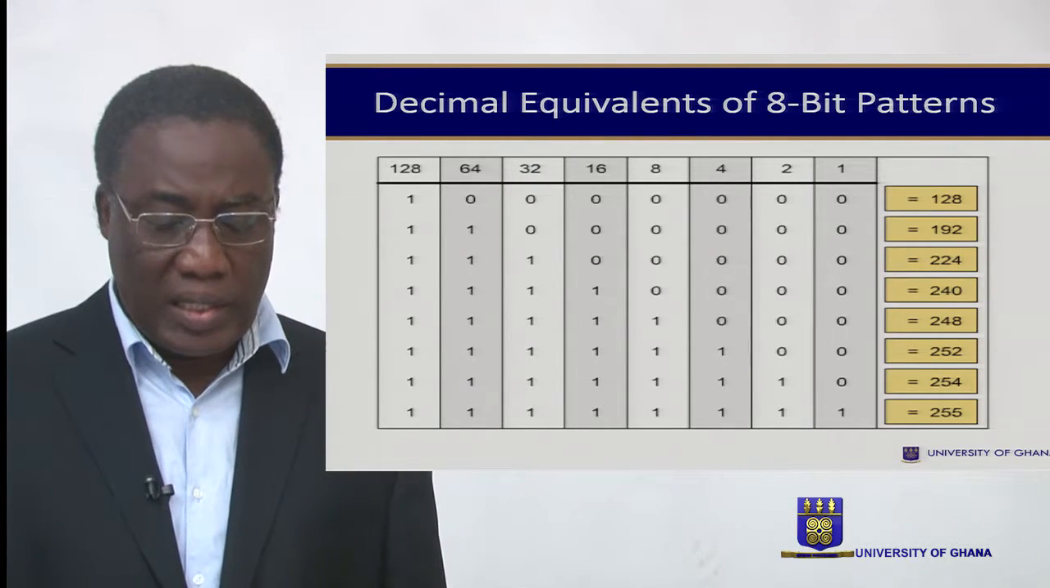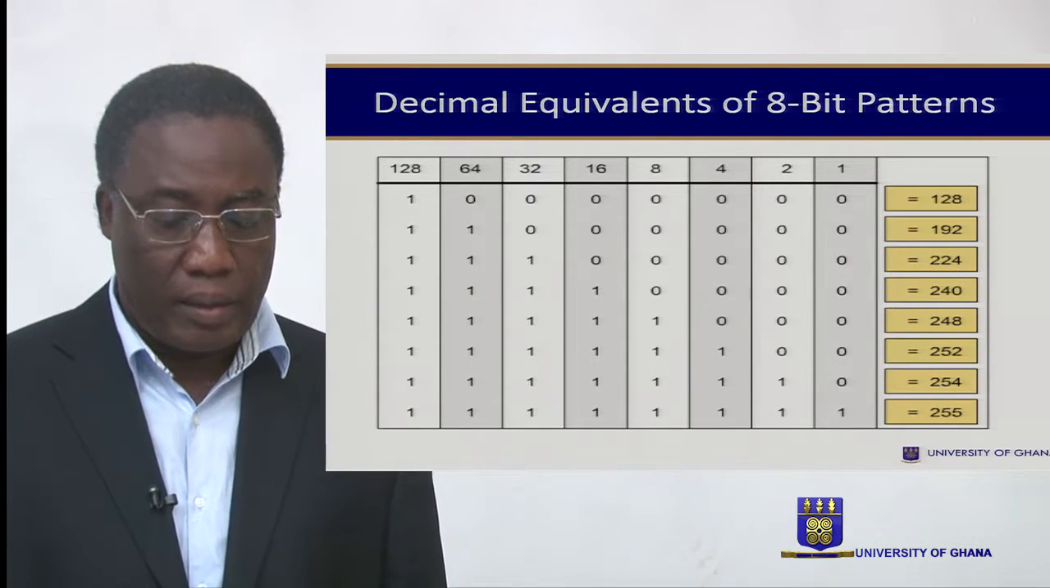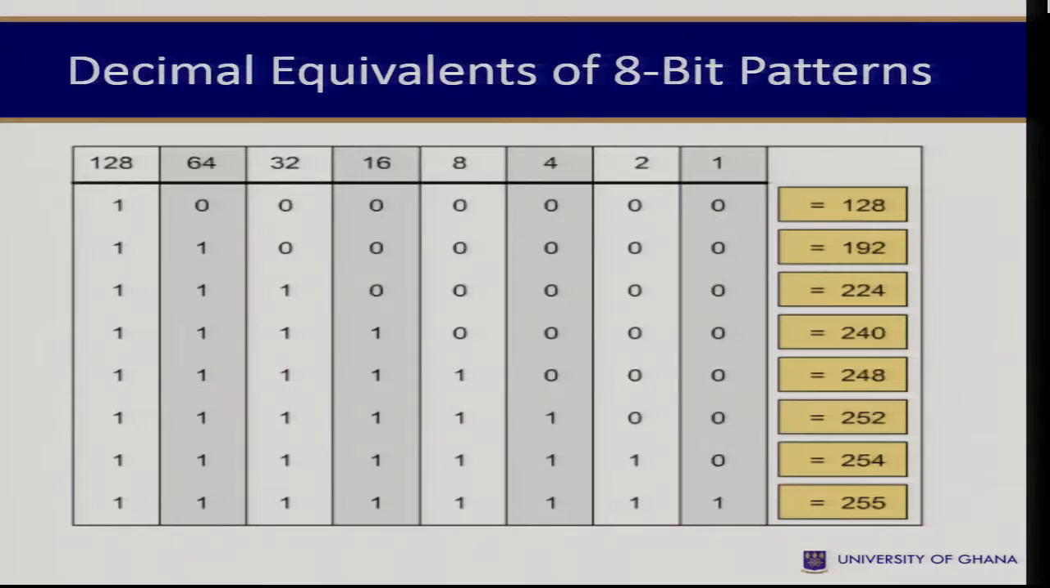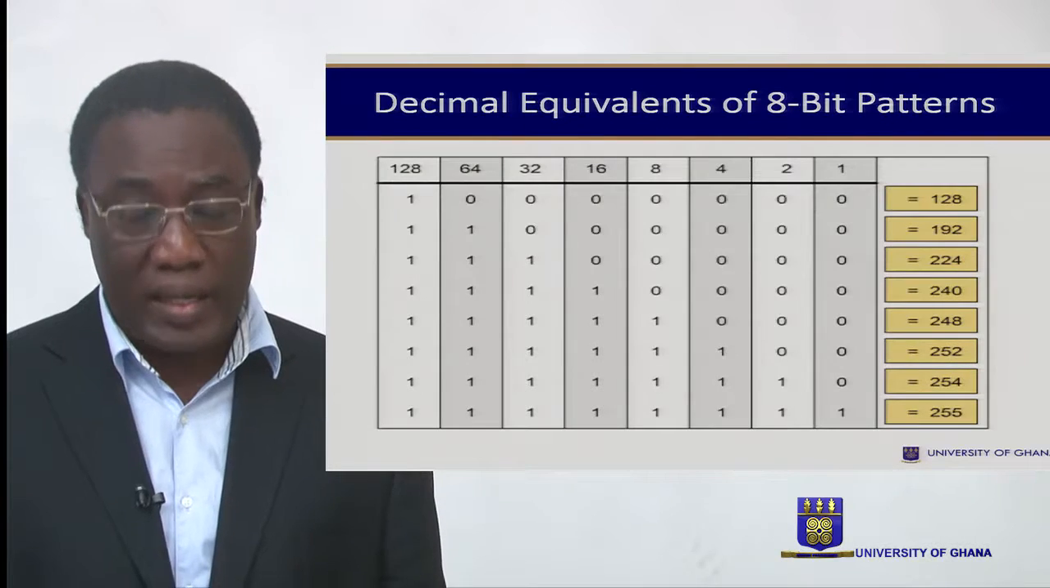To easily remember some of the bit patterns, this table shows you the equivalents. So if you have a 1, 0, 0, 0, 0, 0, 0, 0, that's a 128. If you have a 1 and a 1, that's a 192, and so on. So you don't have to commit this table to memory, but the more you work with it, you get to know it and recognize it.